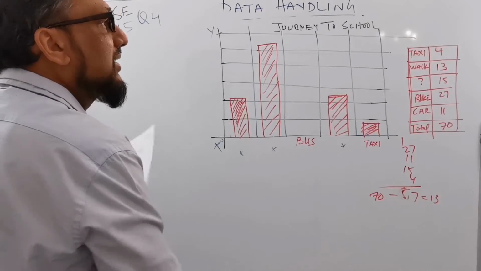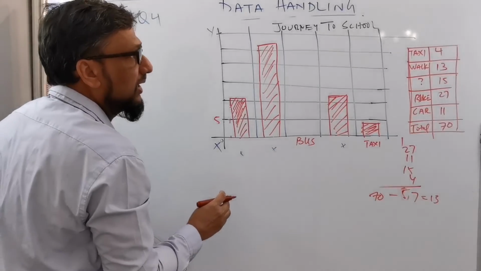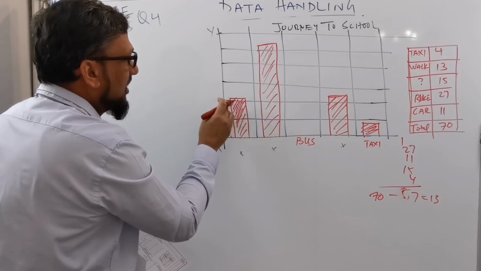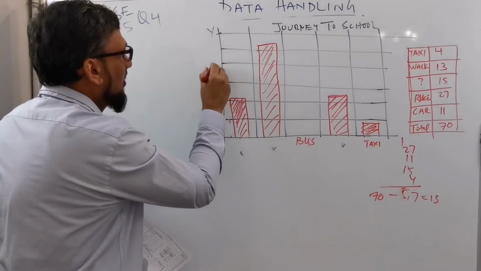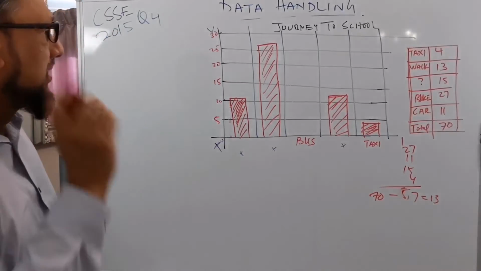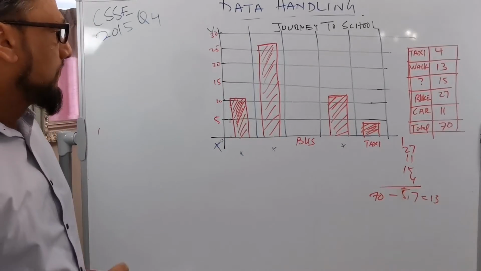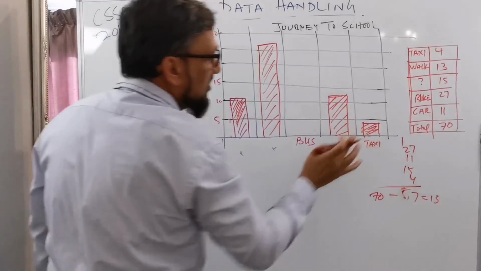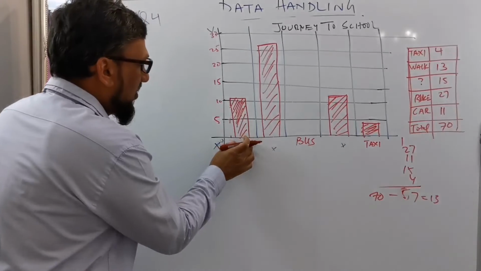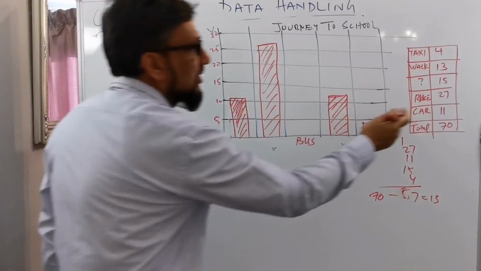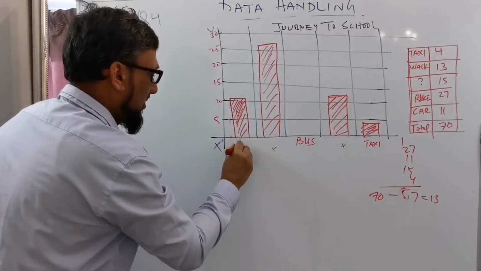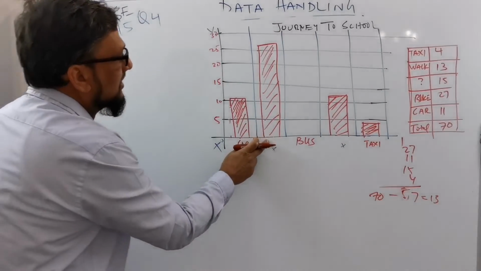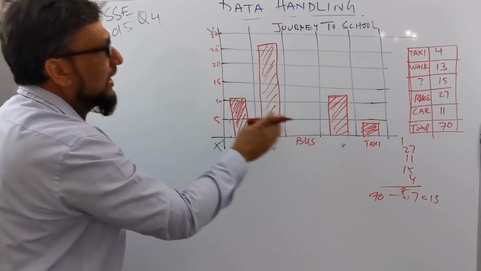If this is 0, then the taxi is 4, so the next must be 5. And if you look at the car, it is more than 10, so this is 10. So we found 5, 10, 15, 20, 25 and 30. This is the number of students. The first one is 4, which is taxi, so it matches. Taxi is going by 4 as per the chart. The next is 10 plus 1, which is 11, so this label has to be car. By car going 11. And this one is 5, 10, 15, 20, 25 and more than 25, which is 27.